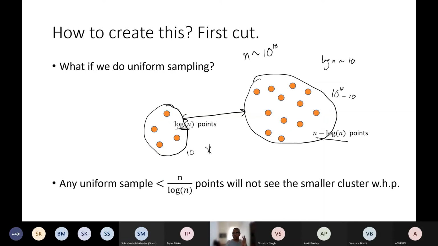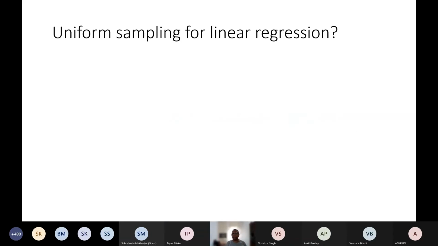All you will do is take the bigger cluster and solve the coreset problem on the bigger cluster, and that solution will always put two centers out here, if you're solving for k equal to 2 centers. So these points will have to be assigned to centers which are very far from their original. Uniform sampling does very badly. So what can we do?